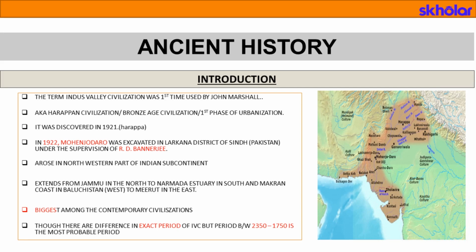Now, let's look at the question of where and when this civilization arose. This civilization arose in the northwestern part of the Indian subcontinent. It extended, as you can see in the map, from Jammu in the north to the Gulf of Khambat, that is where the Narmada estuary is, in the south, and from the Makran coast in Balochistan to Meerut in the east. It was the biggest among the contemporary civilizations. Now the question arises, who were these contemporary civilizations? They were Mesopotamia and Egypt. Though there are differences in the exact period of IVC, 2350 to 1750 BC is the most probable period. That is, between 2350 and 1750 BC, this civilization was in its mature phase and was flourishing.